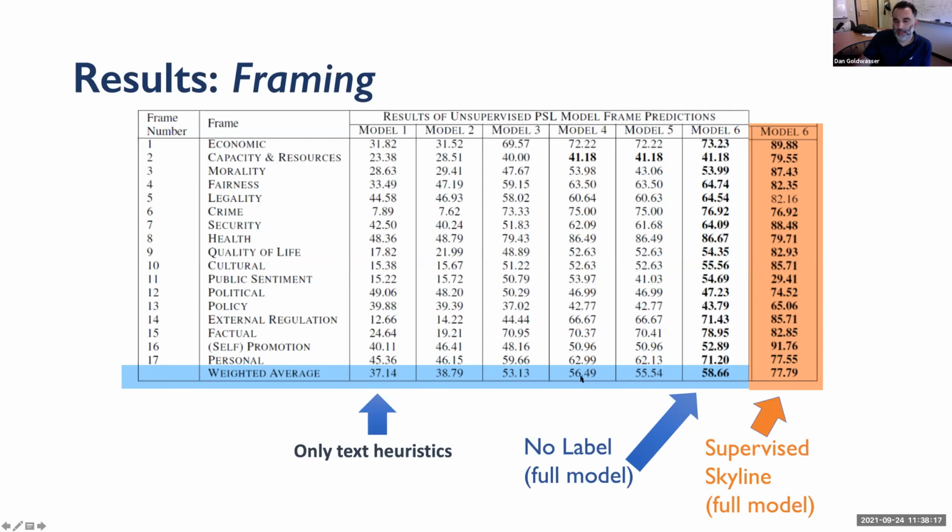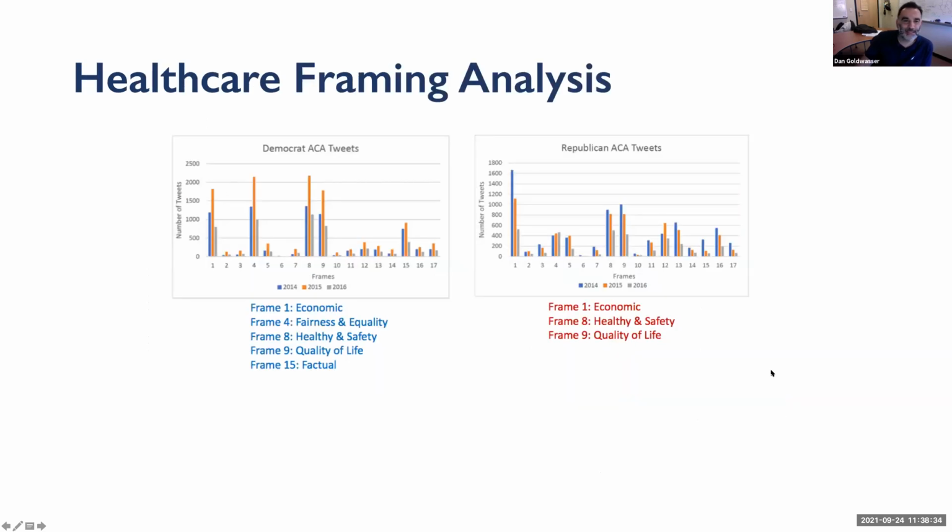But using our approach, we got it all the way to 58, almost 59. And this is without any explicit supervision. The skyline of using a supervised model was at almost 78. So still some way to go, but still nice.